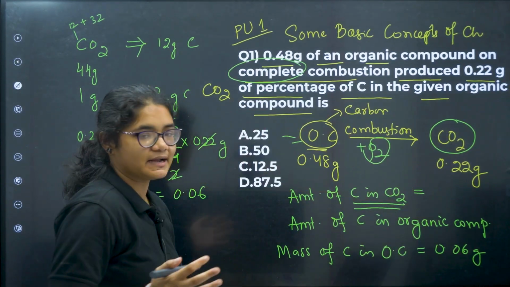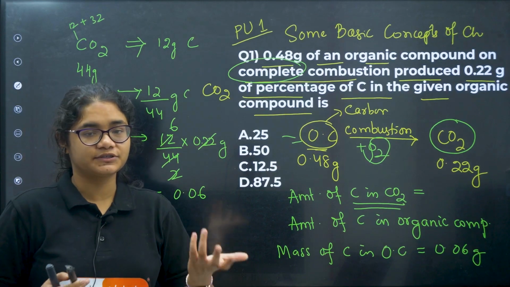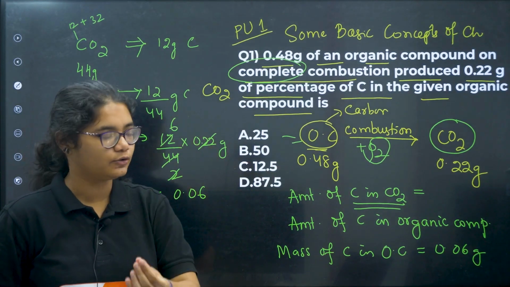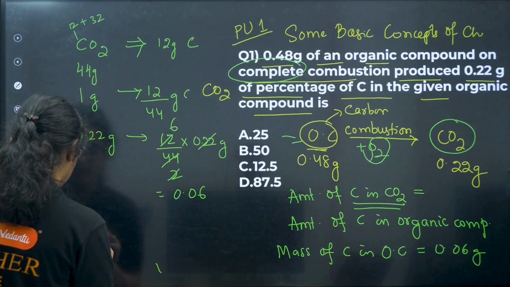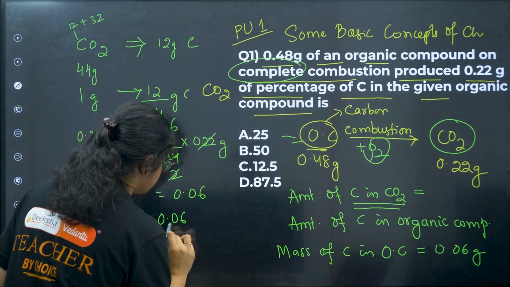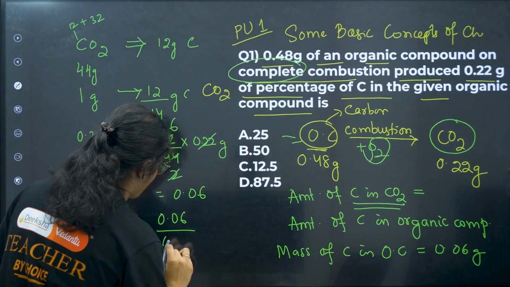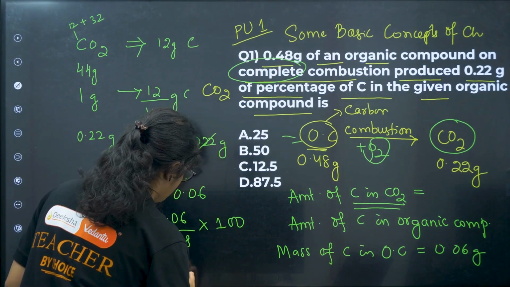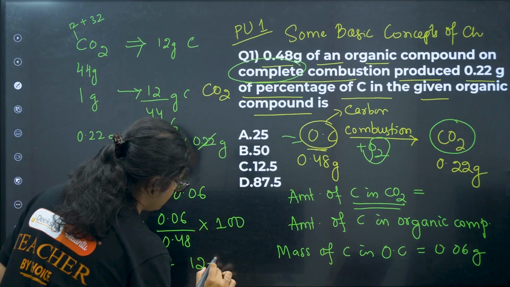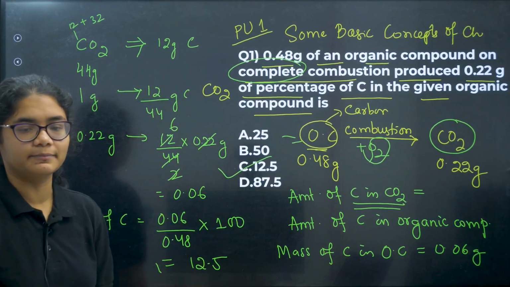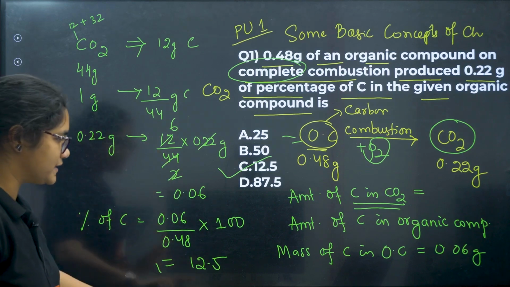Okay, now let us find the percentage. Percentage composition formula is what? Mass of the element by the total mass of the compound into 100. So percentage of carbon will be equal to 0.06 by 0.48 into 100, right? So now if you solve this, we'll get 12.5. So the correct answer for this question will be option number C. I hope this question is clear.